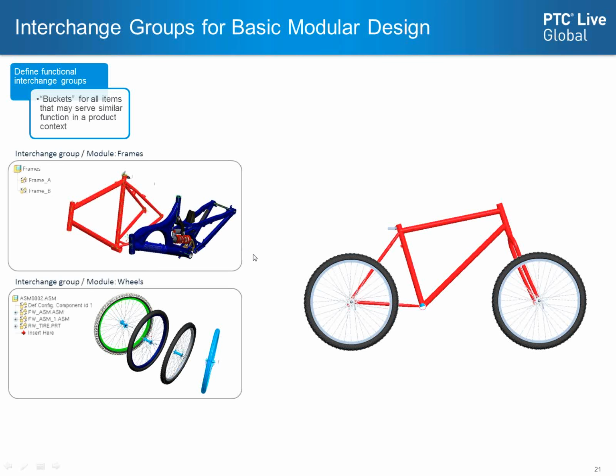So how does it work? First of all, you define what are your models that are going to be available for this design. In this case, I have two models. I have the frames and I have the wheels.